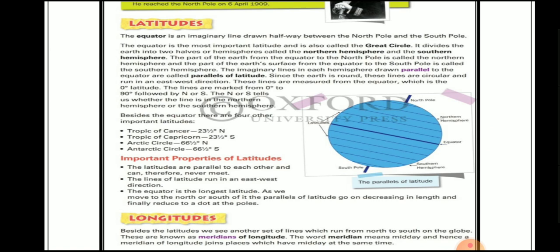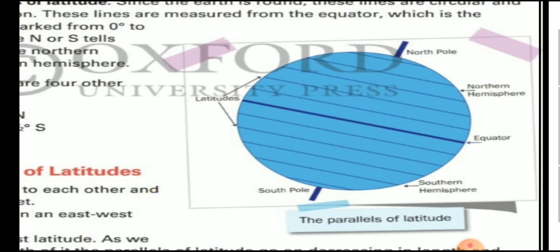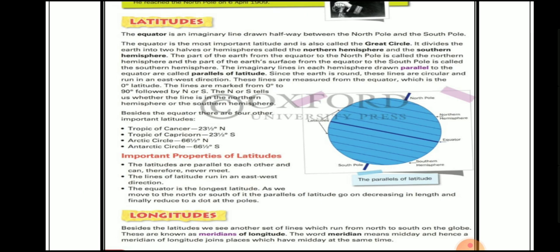The part of the earth from the equator to the north pole is called the northern hemisphere, and the part of the earth surface from the equator to the south pole is called the southern hemisphere. So this part is the south pole, this part is the north pole, northern hemisphere, sorry.